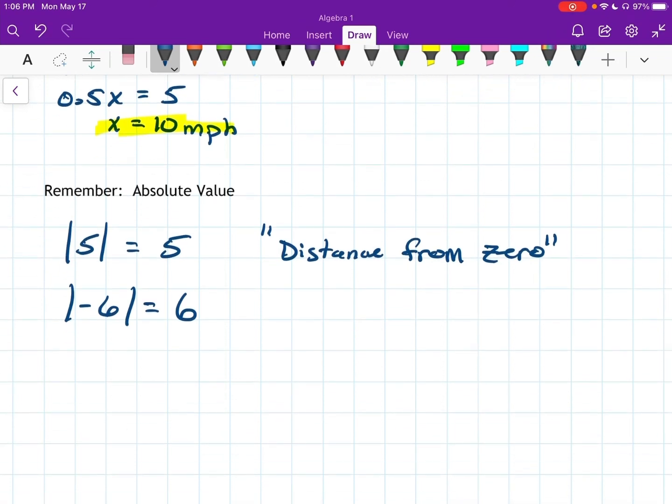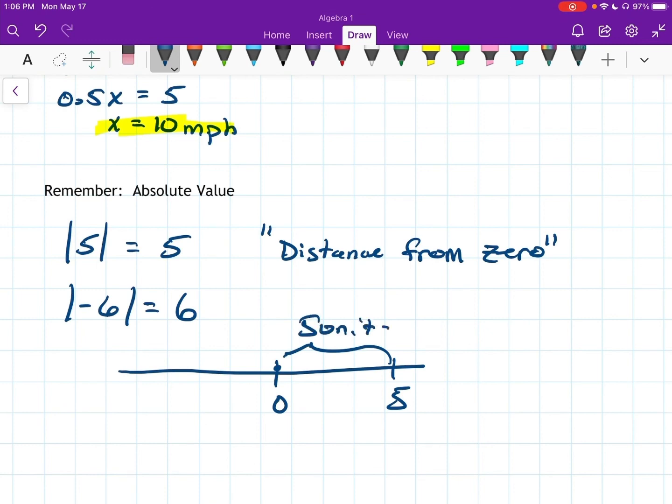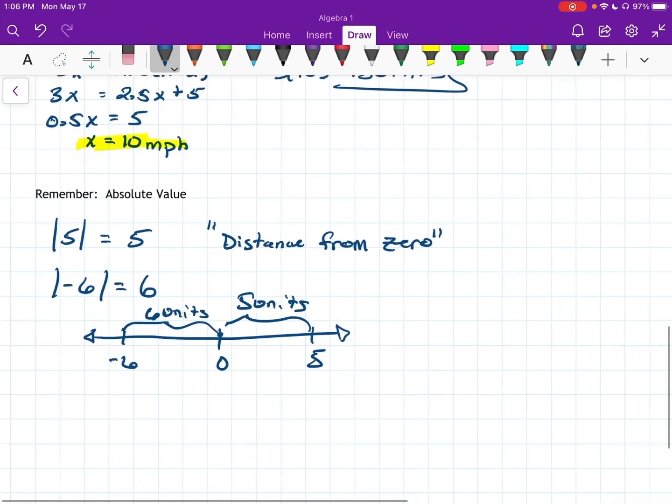So one way to think about this would be to say we've got a number line with 0. Here's 5. This is 5 units. And then here's negative 6. This is 6 units. That's one way to think about that. You think about it as the distance from 0. So that's absolute value. You'll need that for some of your homework problems. All right, that is all.